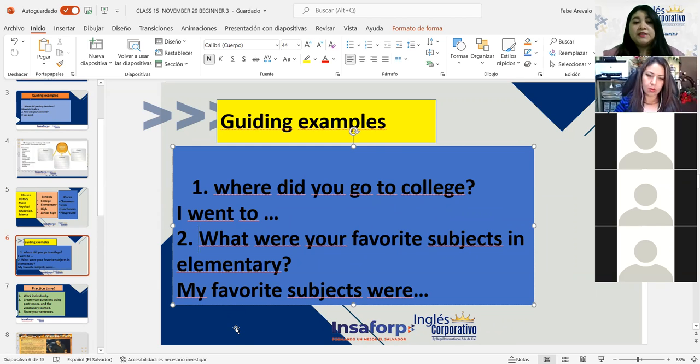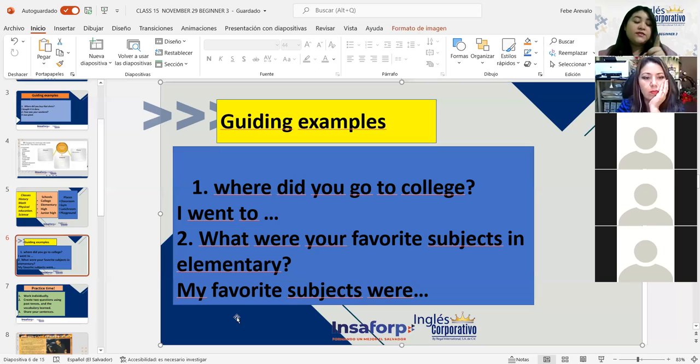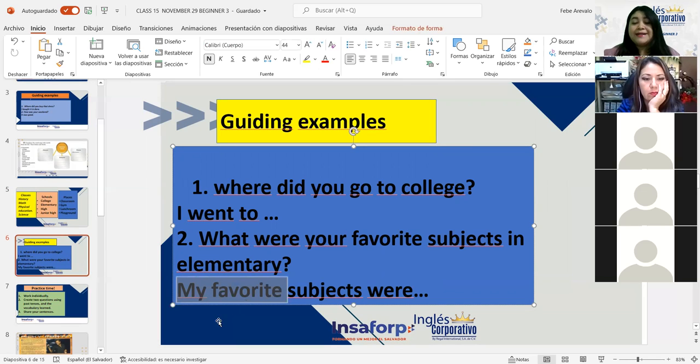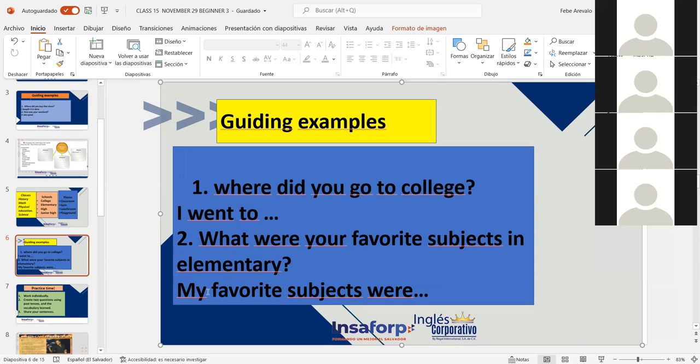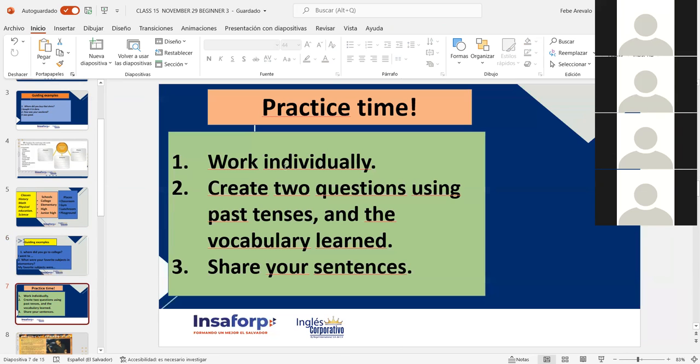My favorite subjects were, now, take into consideration, en esta que dice, what were your favorite subjects in elementary? Siempre vamos a comenzar con esta frase, right? Para ser más amables, para ser más polite, right? My favorite subjects were science and physical education, let's suppose, right? So these are the examples. What we're going to do next is this one, practice time.